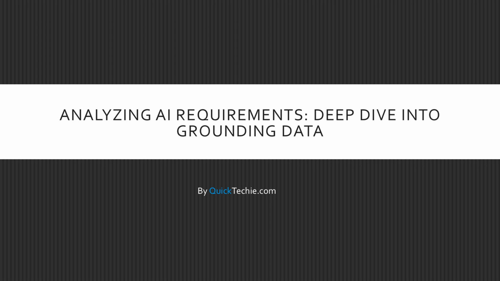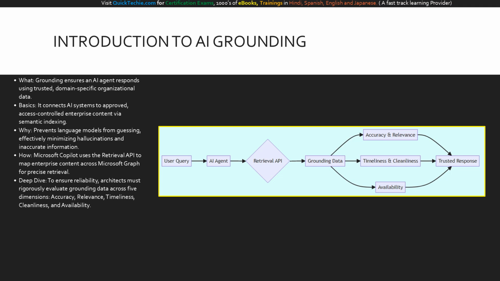Welcome, everyone. Today, we are exploring a critical component of architecting AI-powered business solutions, reviewing data for grounding. Let's get started. Welcome to this training on analyzing requirements for AI-powered business solutions. Today, our main focus is going to be on a concept called grounding, and specifically, how we review data for grounding. What exactly is grounding?